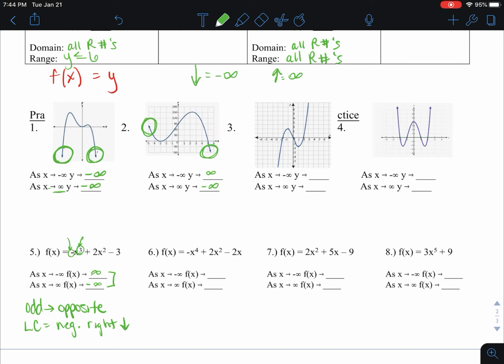Okay, again, looking at number 6, we're looking at the degree and the leading coefficient. So the degree is odd, so we know they're opposites. And then, oh, sorry, I'm looking at the wrong thing. The degree is not odd, I apologize. The degree is even, so the two ends go in the same direction. My leading coefficient is negative, so I know the right-hand side has to go down. So this has to go down. So then that means they have to be the same answer because they're even. So they both go to negative infinity.